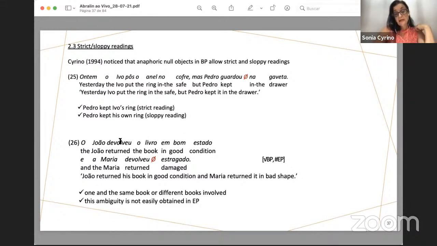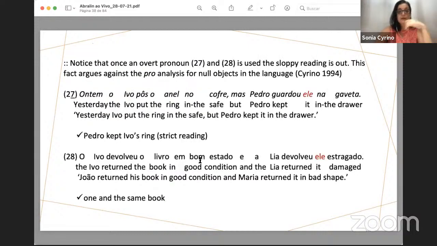Also in a sentence like 26, o João devolveu o livro em bom estado e a Maria devolveu estragado, we can have the same book or different books involved. And this ambiguity is not easily found in European Portuguese. Now, if an overt pronoun is used, then the sloppy reading is out. Ontem o Ivo pôs o anel no cofre, mas Pedro guardou ele na gaveta. This can only be Pedro kept Ivo's ring.